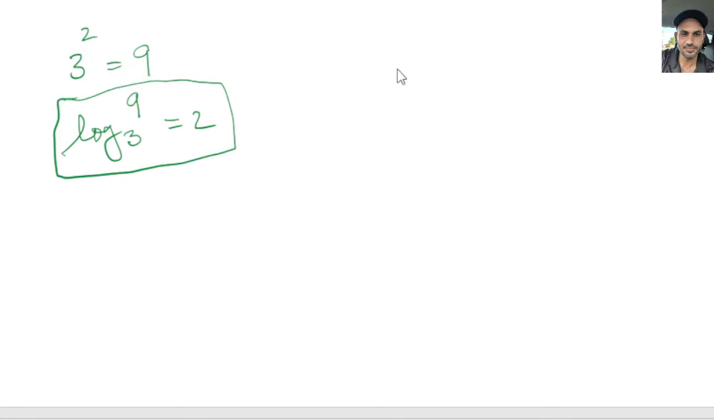And similarly, if we have 2 to the 4 equals 16. So if we want to convert that into the log form, we take log, and then this 16 goes here. 2 is the base, equals this 4 goes here. So we're taking the log of that number with respect to this base, equals the exponent of the base that we had in our original equation.